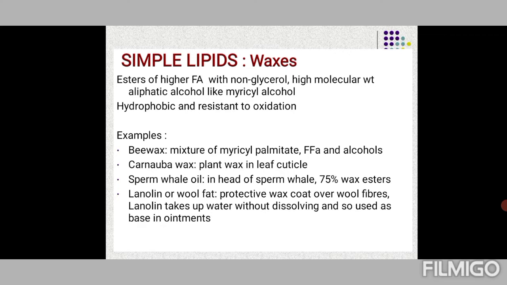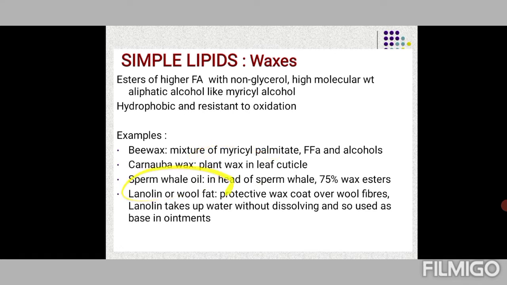So waxes are generally hydrophobic and resistant to oxidation, and there are examples like beeswax. Beeswax, chemically, is a mixture of myricyl palmitate, that means myricyl alcohol plus palmitic acid, then free fatty acids and alcohols; all these form beeswax. And carnauba wax is actually a leaf cuticle, forming a covering over a number of plant leaves, so it is generally called plant wax also.